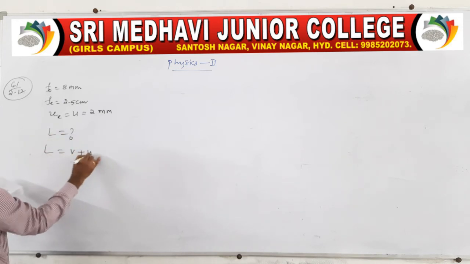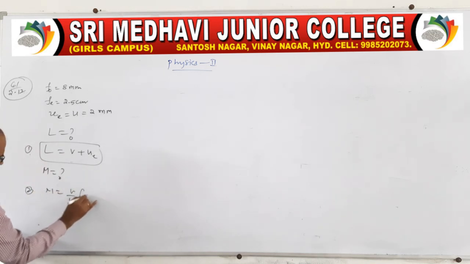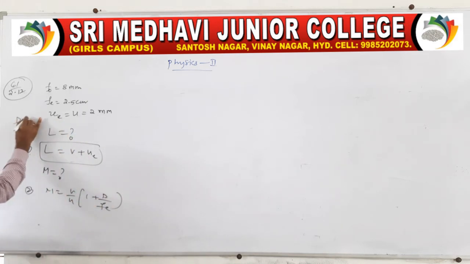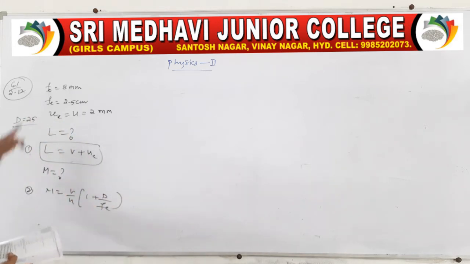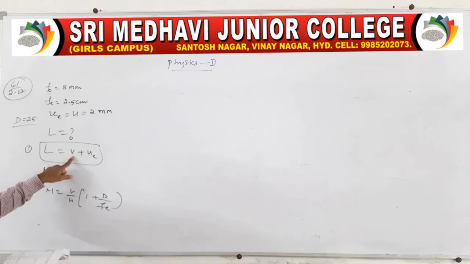Calculate the magnifying power of the microscope. Final magnification is asking. That we should get. It is the first one. And second, M is equal to V by U, 1 plus D by Fe. Of course, you take D is equal to 25 centimeter. Fe is there. But we don't know V, and we know U. So first V we should find, then after that UE also we should find.